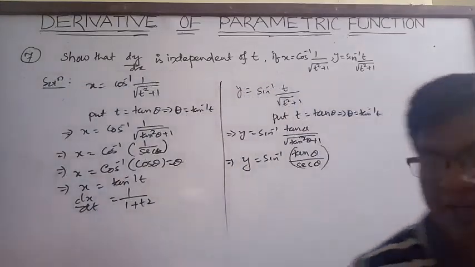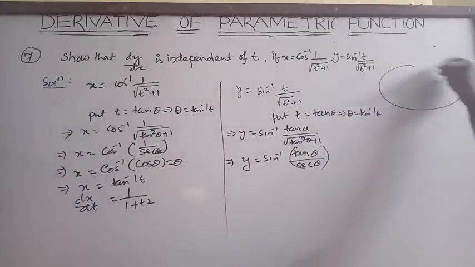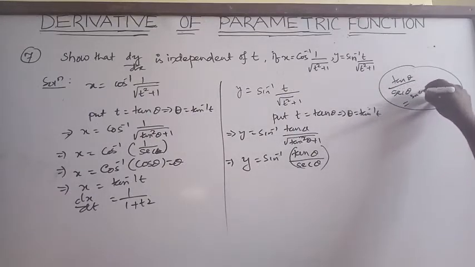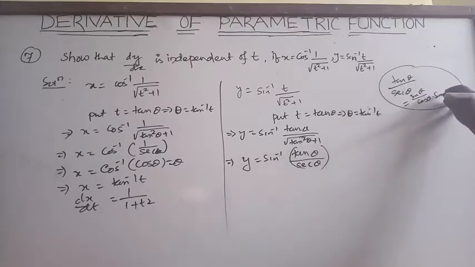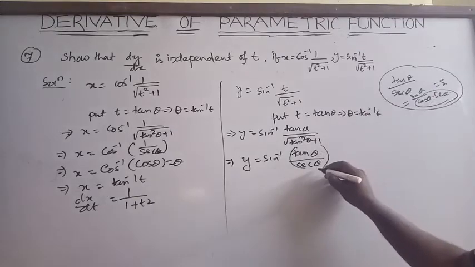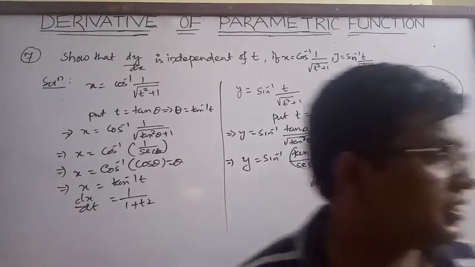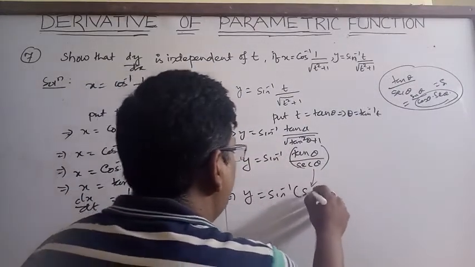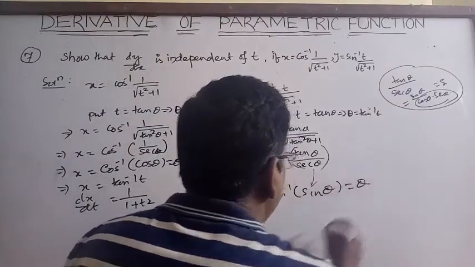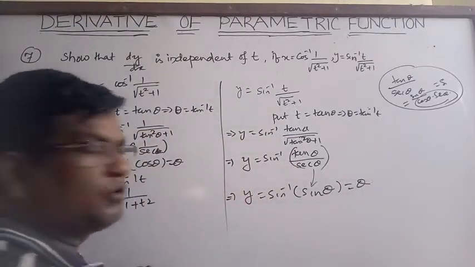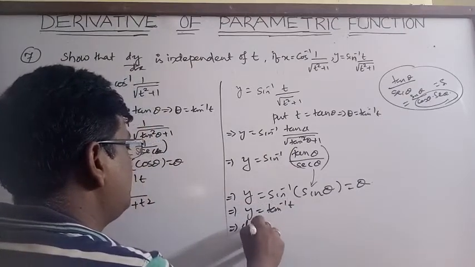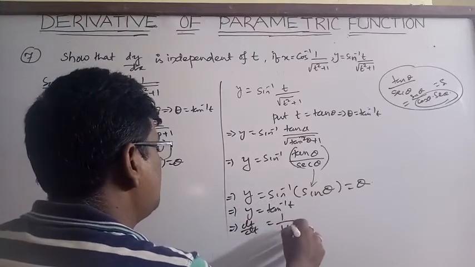So we have tan theta by sec theta, which is sin theta by cos theta into sec theta, which is equal to sin theta. So tan theta by sec theta is equal to sin theta. So y is equal to sin inverse of sin theta, which is equal to theta. So y is equal to tan inverse t. So dy by dt is equal to 1 by 1 plus t square.